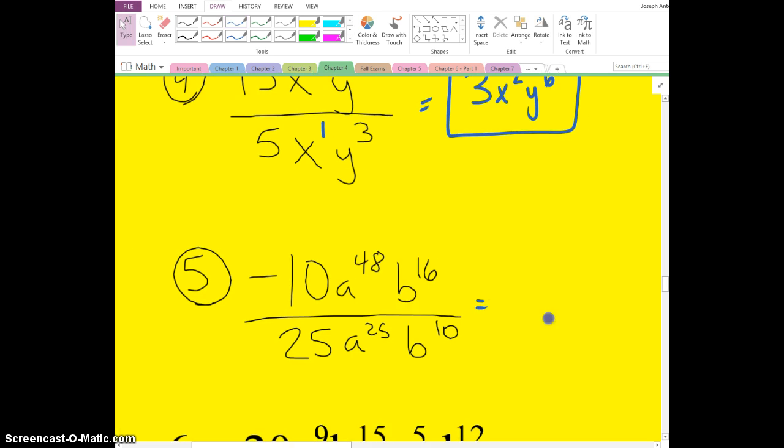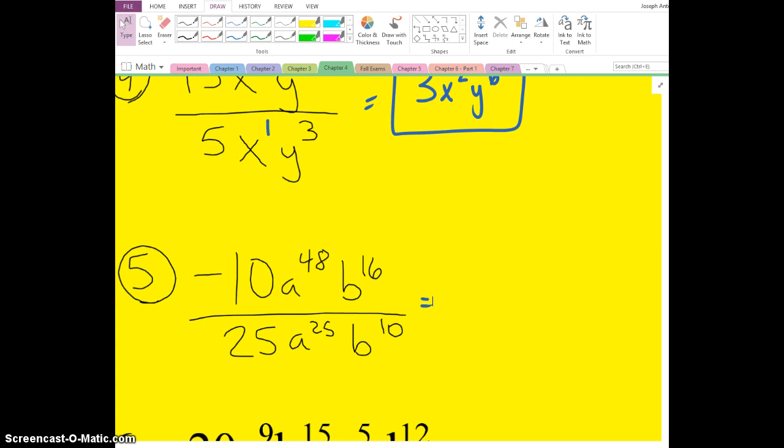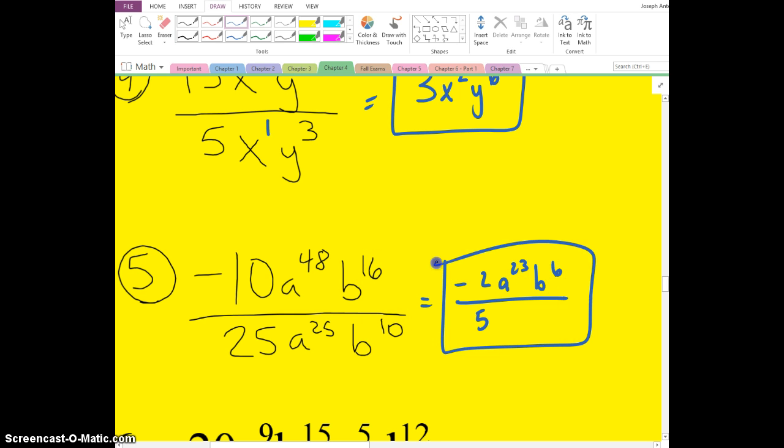Here we deal with negatives the same way. Divided by 5 will be negative 2. Divided by 5 will be 5. 48 minus 25 will be a to the 23rd. 60 minus 10 is b to the 6th.